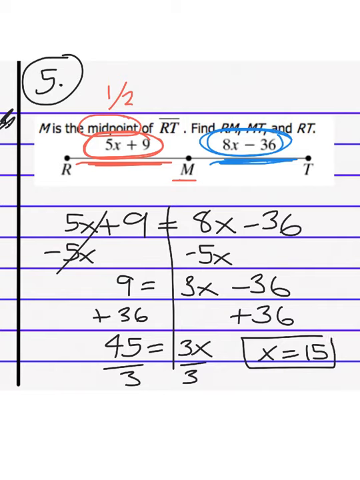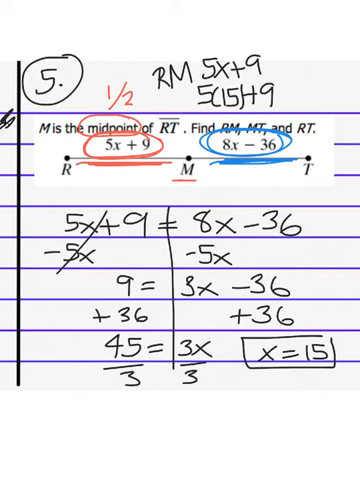All right, now my question says find RM, MT, and RT. So let's start with RM. RM is 5x plus 9. Remember, just like we did in the last example, I'm going to go ahead and substitute. So I'm going to put 15 in for x. Where did I get 15? That was my x. Then again, you can use a calculator. So I'm going to do 5 times 15. That's 75. Plus 9 is 84.